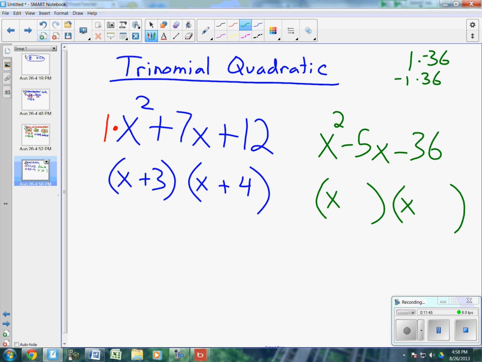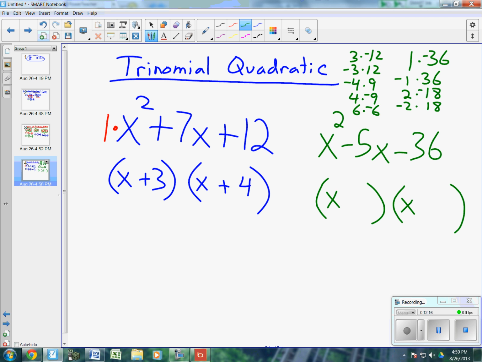I know that, for instance, 1 times negative 36 works, and so does negative 1 times 36. I know that 2 times negative 18 works, and negative 2 times 18. I also know that 3 times negative 12 and negative 3 times 12 work. I know that negative 4 times 9 and 4 times negative 9 work. And I also know that 6 times negative 6 will make negative 36.